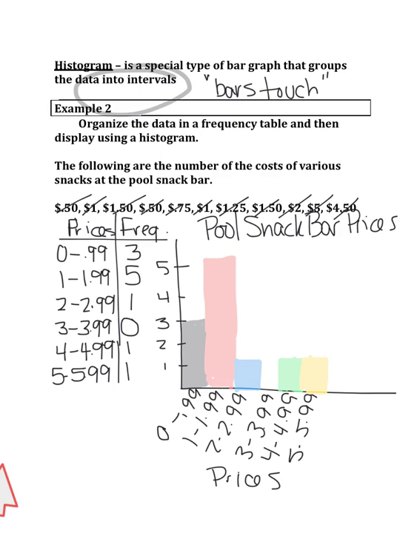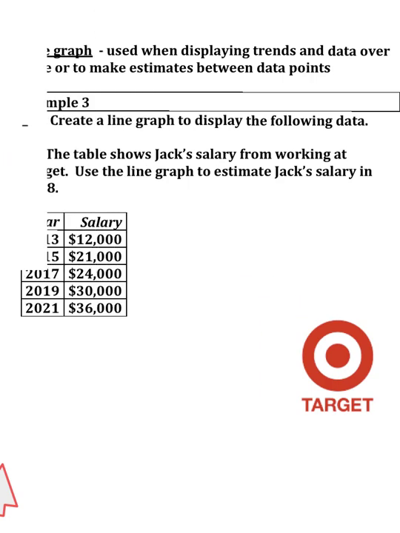Okay, next, we're going to look at a line graph. And a line graph is specifically going to be used when displaying trends or data over time. That's the biggest key there, is when something's changing over time. It also allows you to make estimates between data points if there's something that you do not know. So we're going to create a line graph to display the following data.